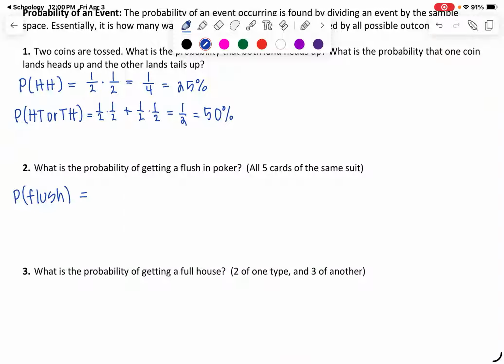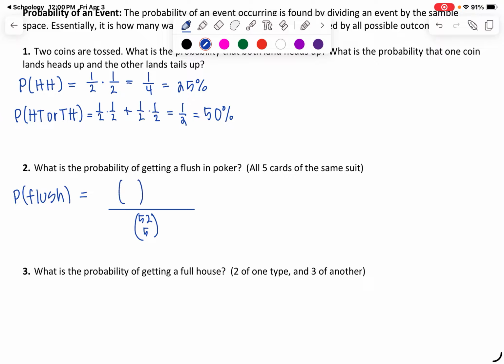I like doing the denominator first, which is all possible outcomes. So of the 52 cards, we are choosing 5 cards. And now in the numerator, we want to know if that event is occurring. So how many different ways can we get a flush?